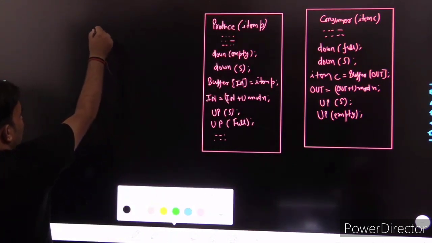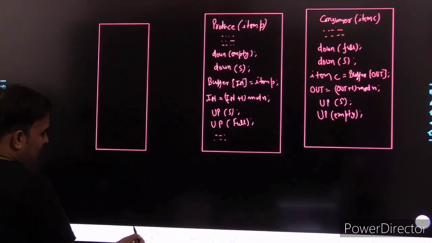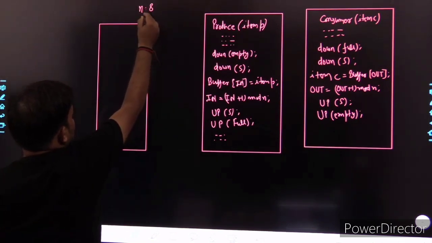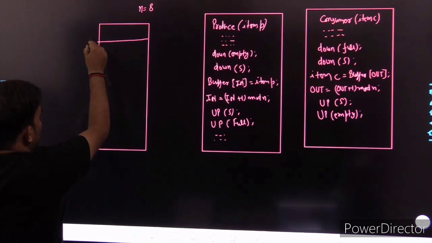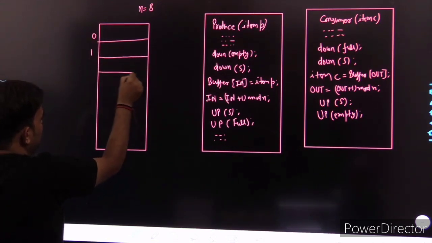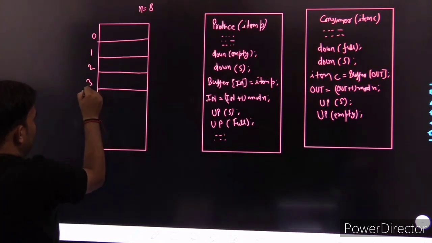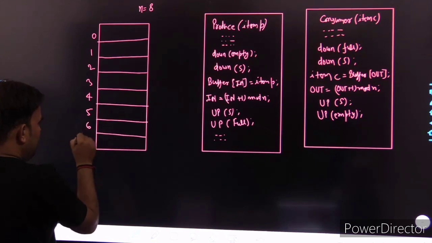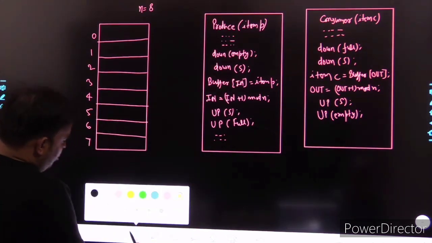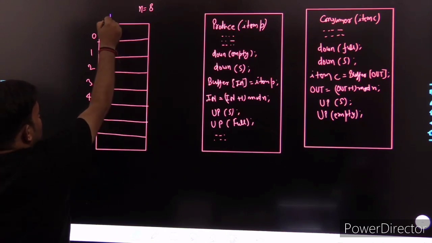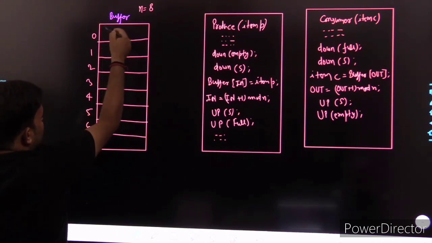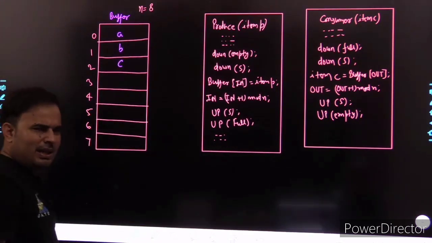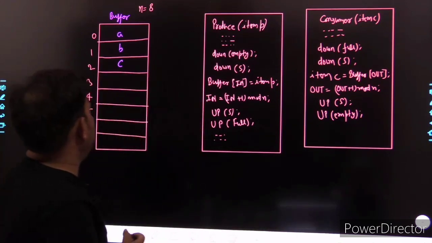So here we have a buffer, and suppose the size of this buffer is 8. The index of the buffer is 0, 1, 2, 3, 4, 5, 6 and 7. Suppose at any point of time in the buffer we have 3 items, A, B, C. You can consider anything, x1, x2, x3, but here I am considering A, B, C.